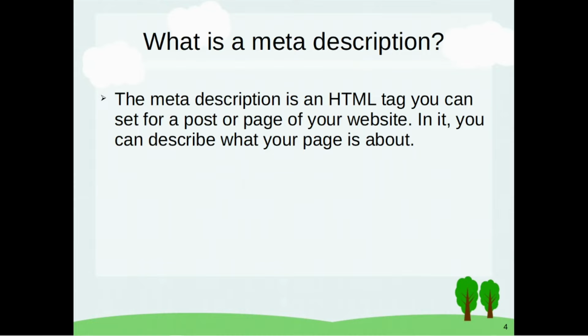The definition of a meta description is, the meta description is an HTML tag you can set for a post or a page of your website so that you can describe what your page is about. Suppose you have a fruits and vegetables business, so it will show that your website is about the fruits and vegetables business, and we have to write the meta descriptions using HTML. HTML stands for hypertext markup language, and this is used in creating web pages.